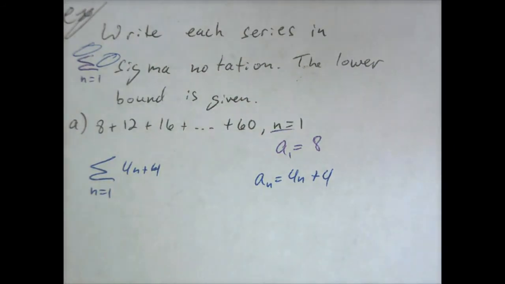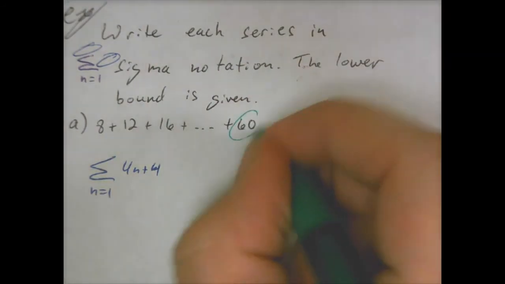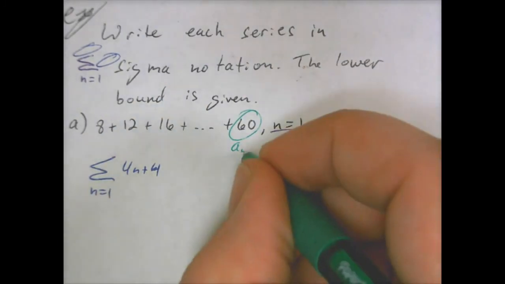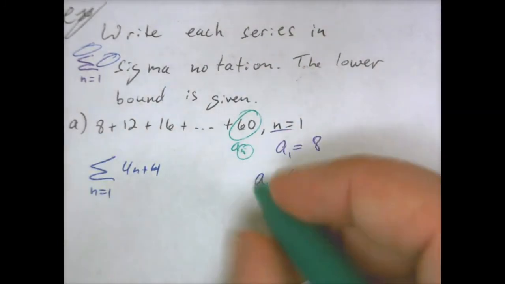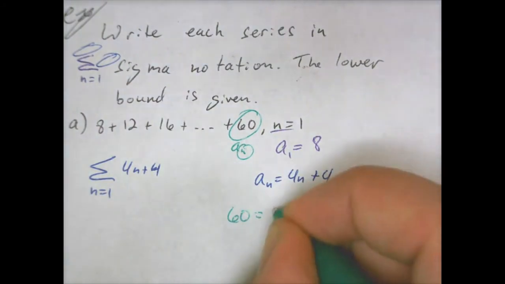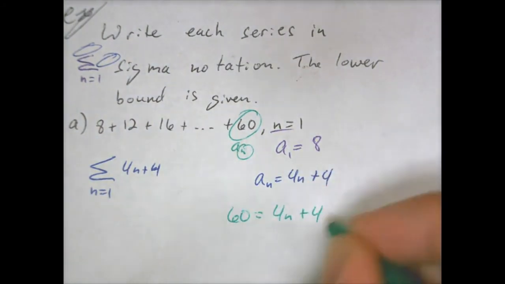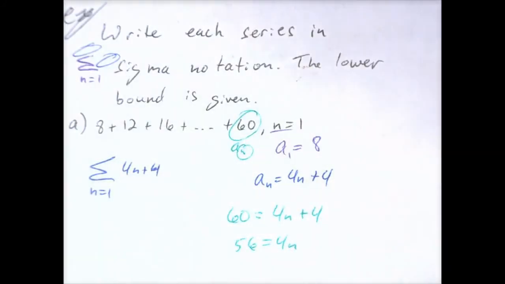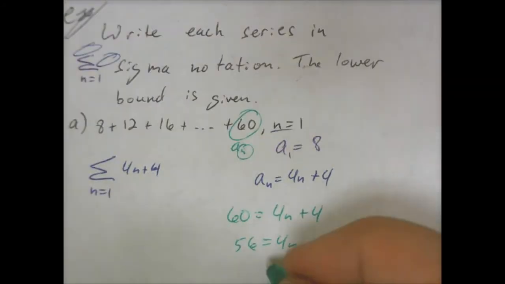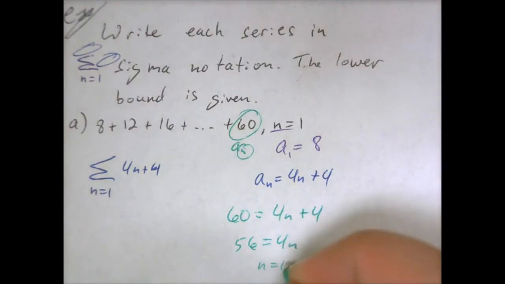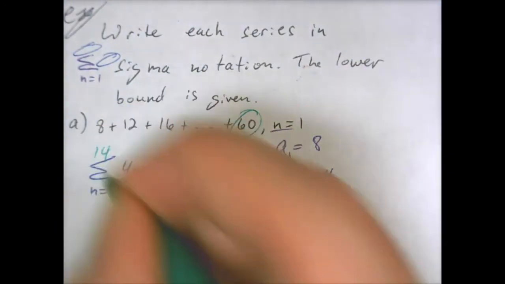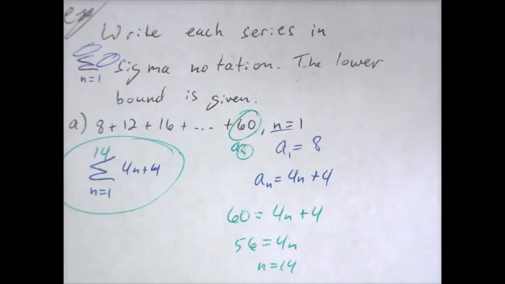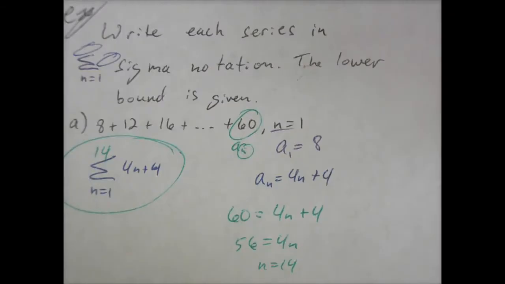Now to figure out how many terms I have involved, it gives me that the last term is 60, and I know that's a sub n. So in order to find what this n right there is, I know 60 is my last term, so I have 4n plus 4. If I subtract 4, I have 56 equals 4n. 56 divided by 4, 28, 14, n is 14. So there is your top term. Hey, sigma notation.